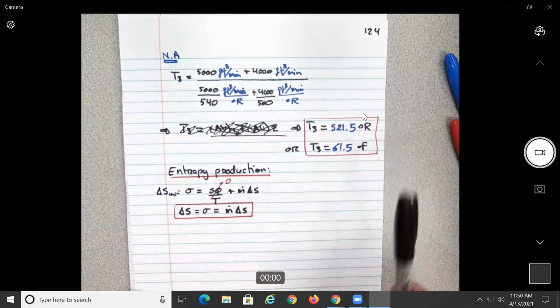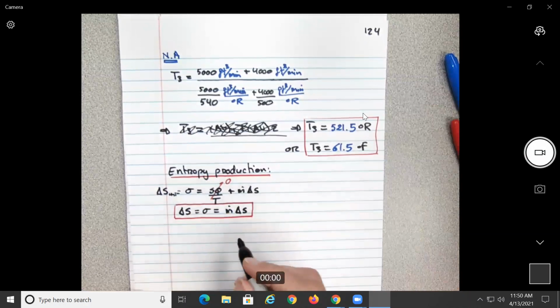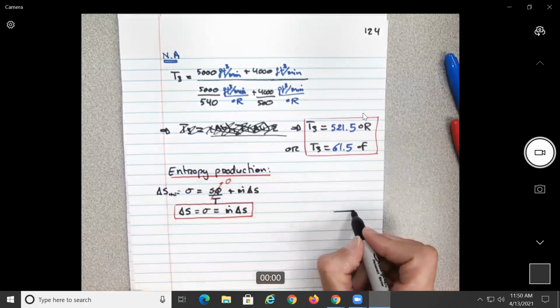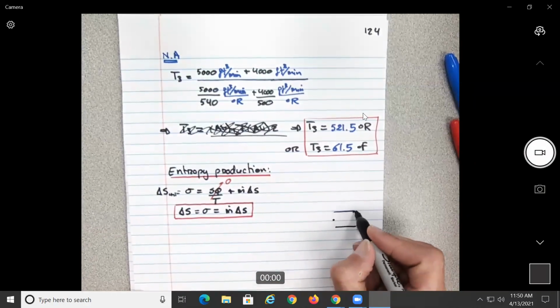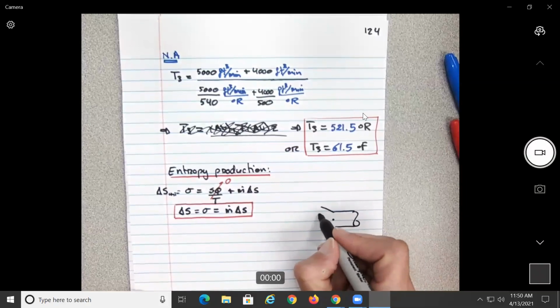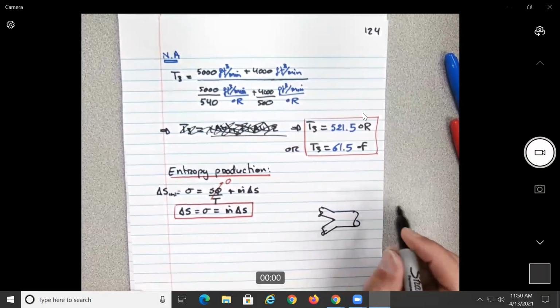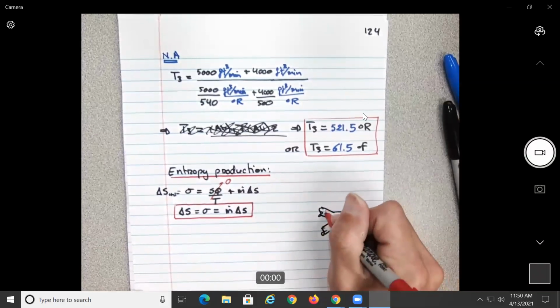Okay, so let's go back to our system. So what is our system? Let me redo a quick figure here. This is the exit, we have here 1, 5. And this is our control block.